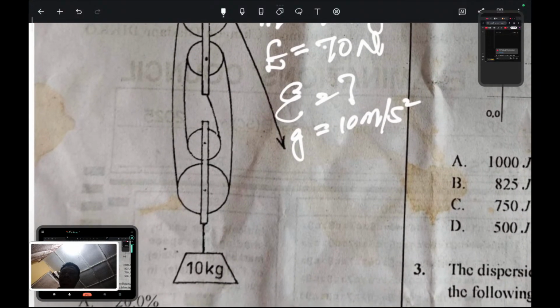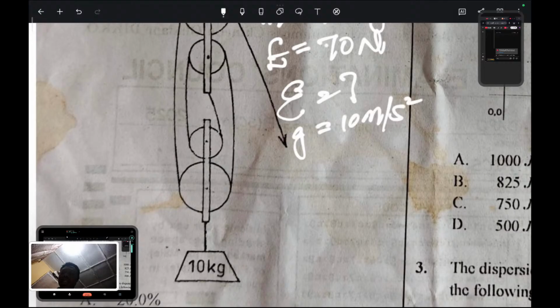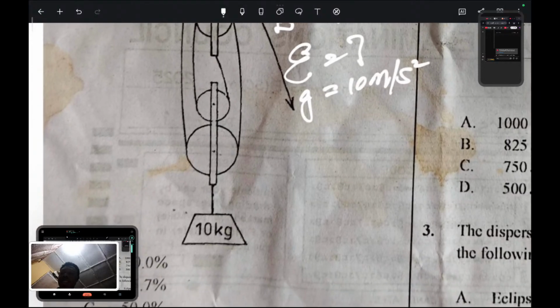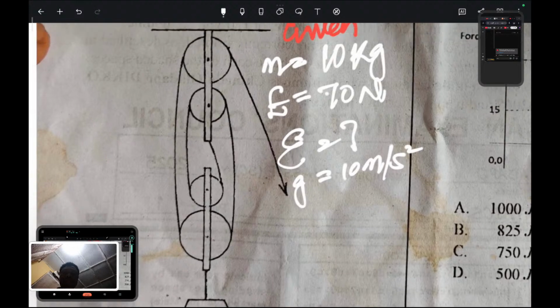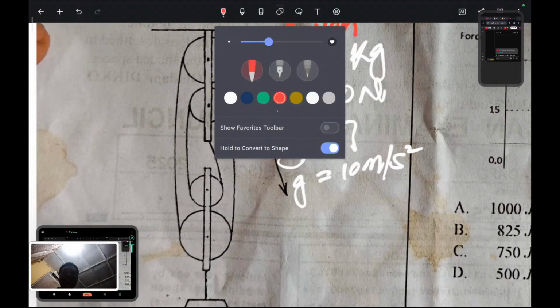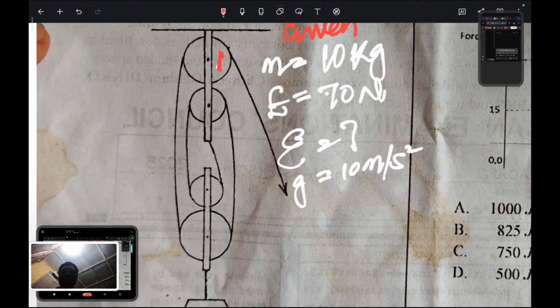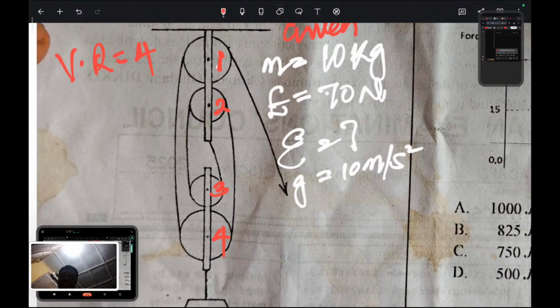Are you here? So look at the machine here. From the machine, if you observe, you will see that the diagram has something unique here. If you observe, we have 4 wheels. We have 1, let me use red color here, we have 1, we have 2, we have 3, and we have 4. So our velocity ratio is 4. Is that clear? Our velocity ratio, as given from the question, is 4.